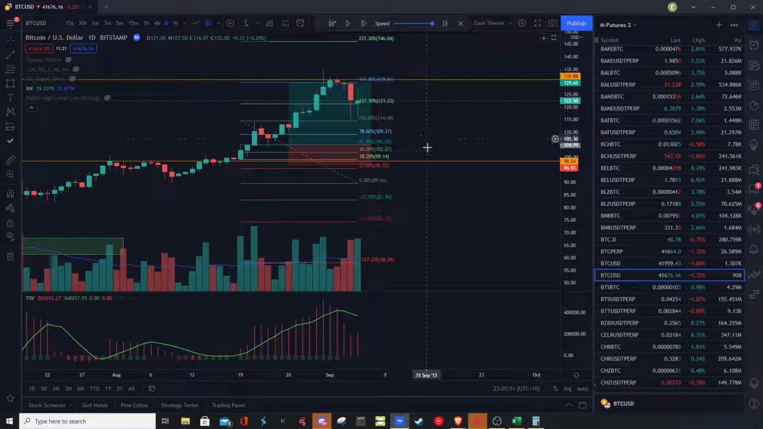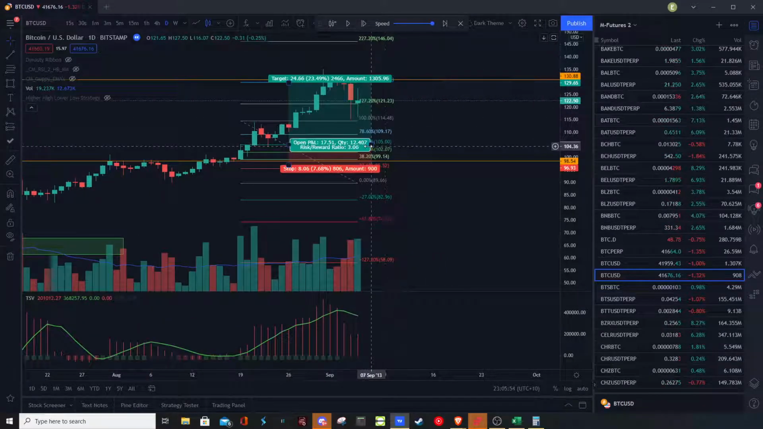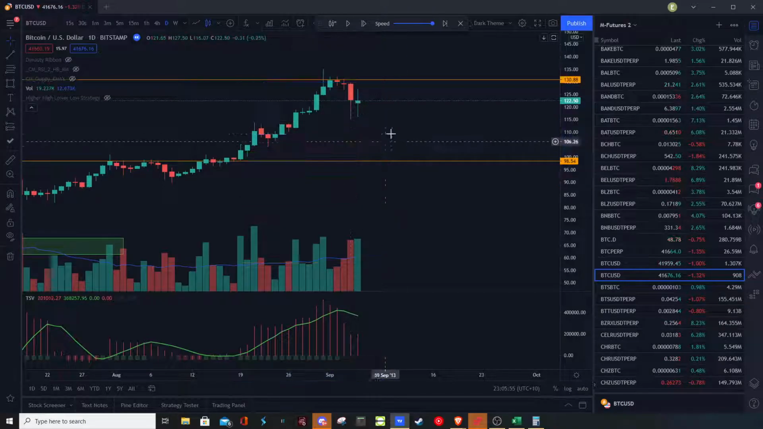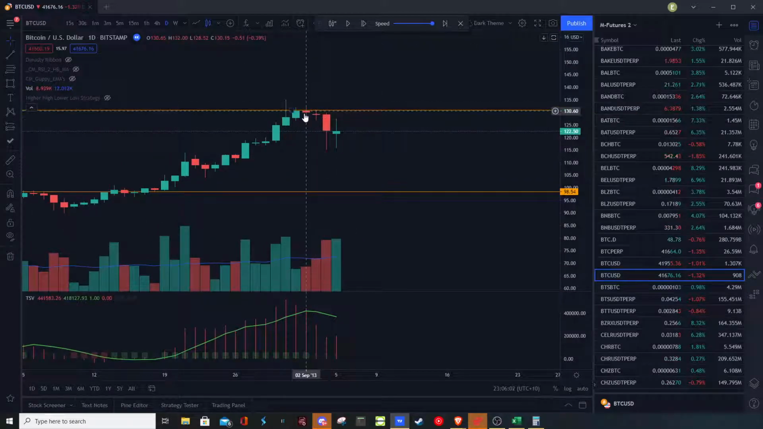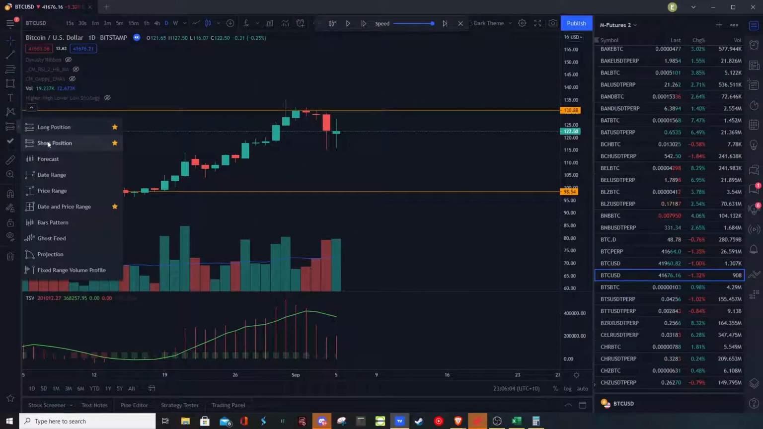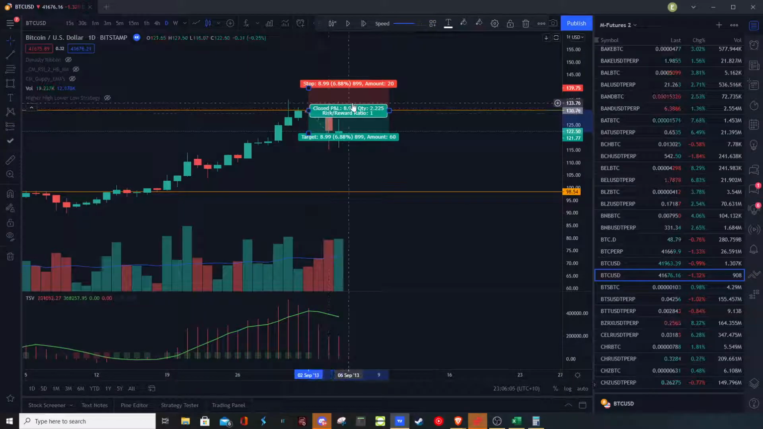Alright, it's not going to get that pullback. Trade's invalid. You know, pretty much an evening star on that resistance there. I personally would take that.